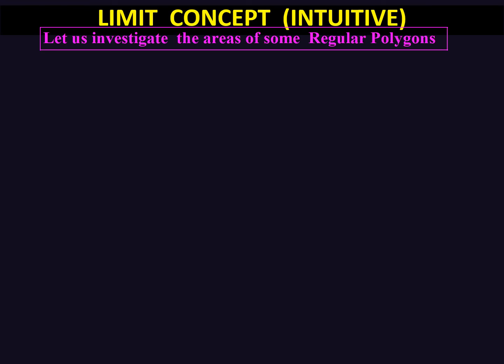Let's look at some mathematical examples of the limit concept. Let us investigate the area of some regular polygons. Do you still remember what's a regular polygon? That's right. It's a polygon where all the sides are equal as well as all the interior angles are equal. For example, what's the smallest one? That's right, a triangle. What type of triangle? Equilateral. Let's look at this one. So there we have an equilateral triangle, the polygon consisting of 3 sides.